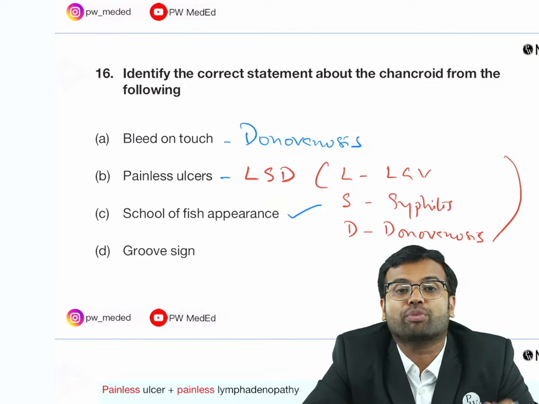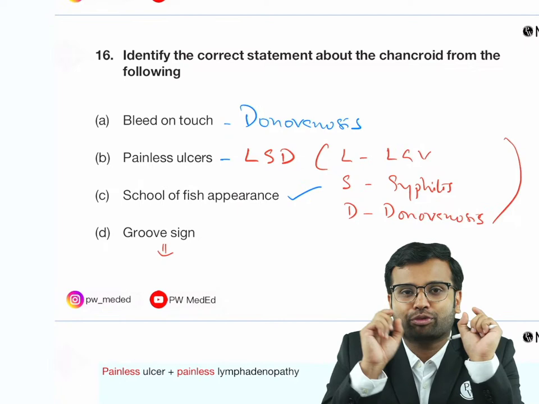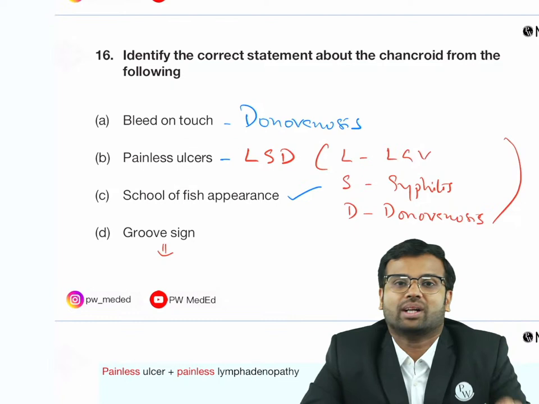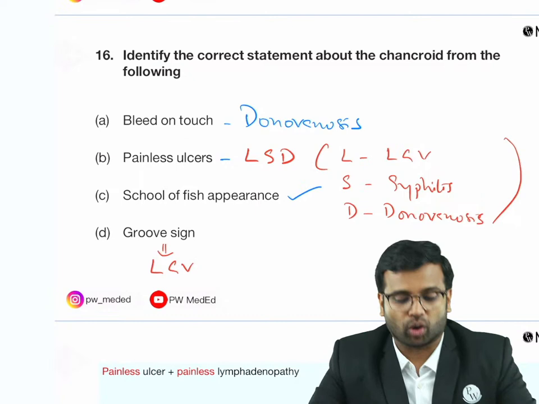Now the last one, where do you find groove sign? Any idea? When there is an inflamed femoral node and the inguinal node, there is a groove that forms, and this is called as a groove sign. And in which disease do you see this groove sign? So this is seen in LGV. So all these are the various important points that you will remember about the various genital ulcer diseases.